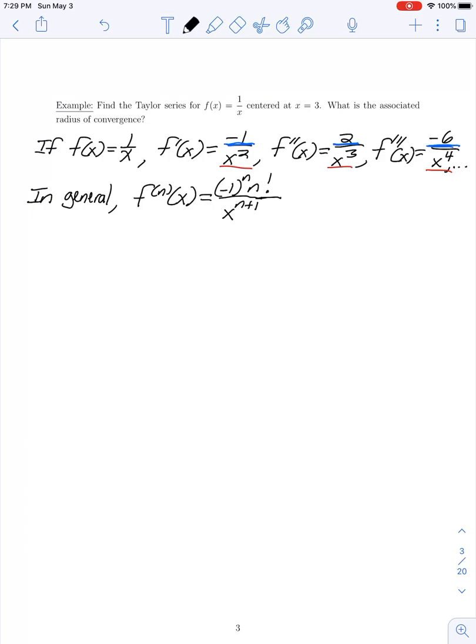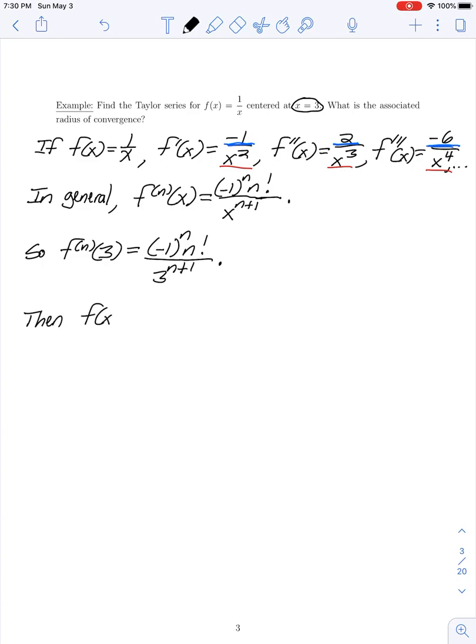So once we have an expression for the nth derivative of our function, we're supposed to evaluate that expression at the given value of x. In this case, we wanted a power series centered at 3. So plugging in 3 for x, we have -1 to the nth times n factorial over 3 to the n plus 1 power. So now that we've found this, we have the formula for our Taylor series.